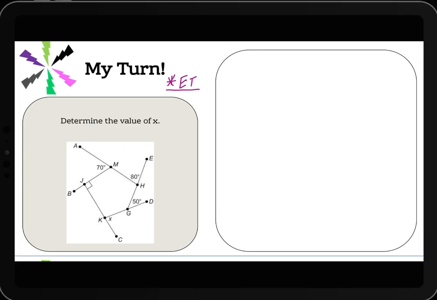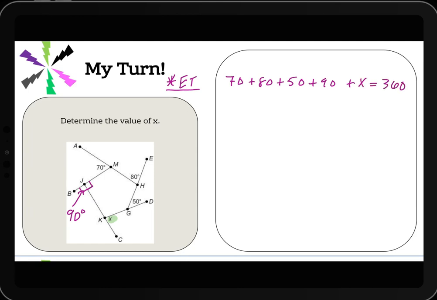Here we're finding the value of the variable x, and we notice that we have x missing, and it looks like we have this angle missing, but actually because this is a 90-degree angle, this is also going to be 90 degrees as well, so don't forget that. So we can go ahead and add all of these angles up, 70 plus 80 plus 50 plus the 90 plus x is equal to 360.